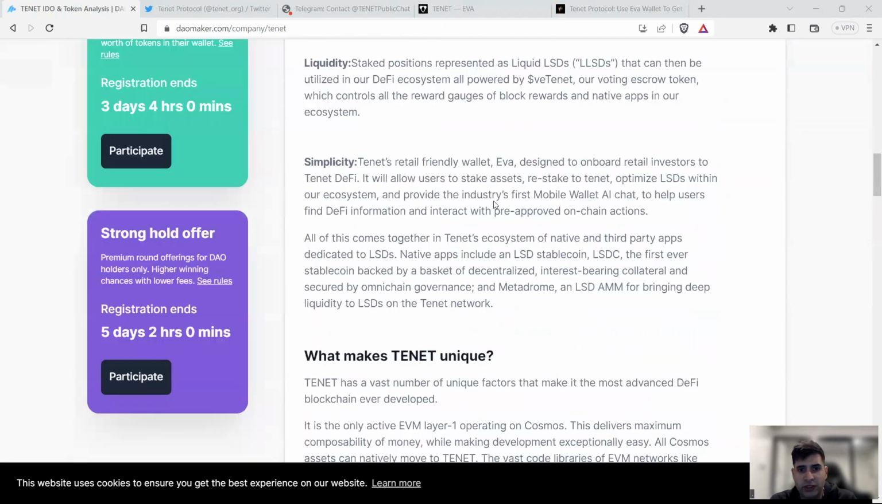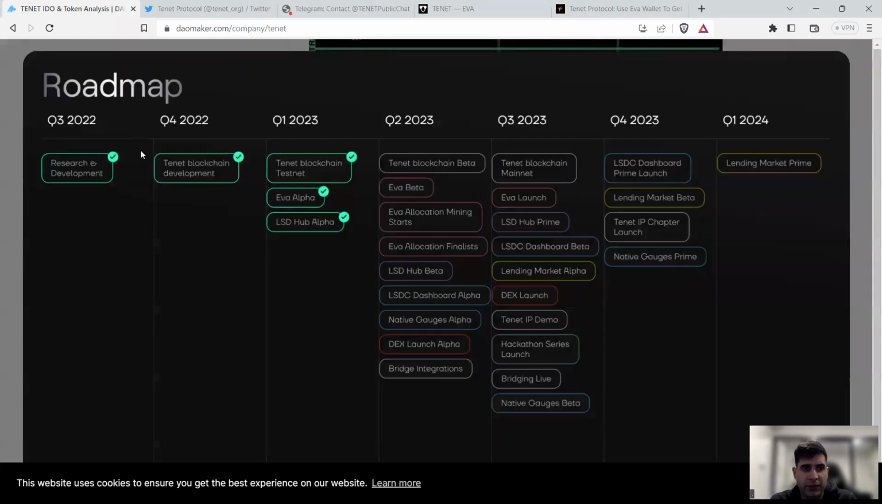Now, what is also a differentiator is the roadmap. In Q3 2022, the development occurred. In Q4, Tenet blockchain development started, and in Q1, the testnet, the alpha for Eva, and the LSD hub alpha commenced. The blockchain beta and Eva beta are happening right now, and allocation mining has started. Allocation finalists will be announced. The LSD hub beta as well as the DEX launch will happen now. So all the IDO and launch will be happening now.